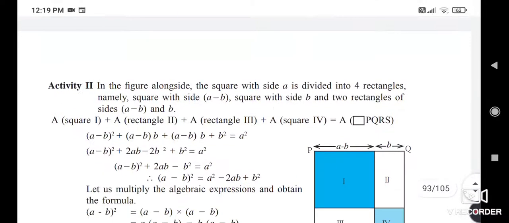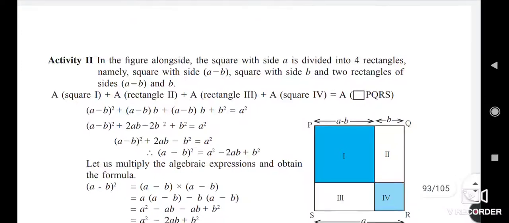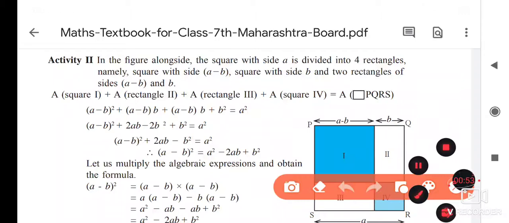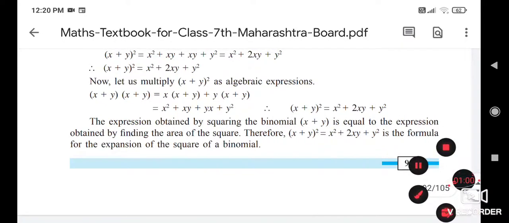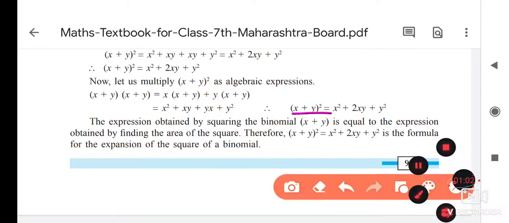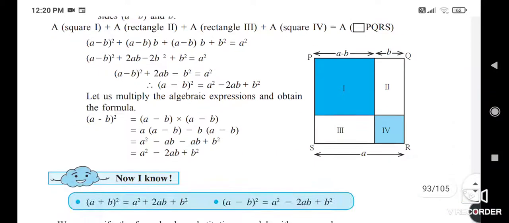After that, now we will see the second activity to derive the formula of (a minus b) whole square. Here we saw x plus y, where x and y are the variables. (x plus y) square is equal to x square plus y square plus 2xy. Instead of this, here is (x minus y) square. Now we are going to see that today.